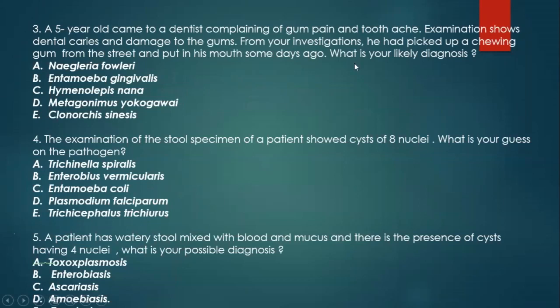Third question, now let's look at it. A 5-year-old came to a dentist complaining of gum pain and toothache. Examination shows dental caries and damage to the gums. From your investigations, this boy had picked up a chewing gum from the streets and put it in his mouth some days ago. What is your likely diagnosis? A, Naegleria fowleri, B, Entamoeba gingivalis, C, Hymenolepis nana, D, Mesagonimus yokogawai, or E, Clonorchis sinensis. I would like to see some answers, which I'm already seeing.